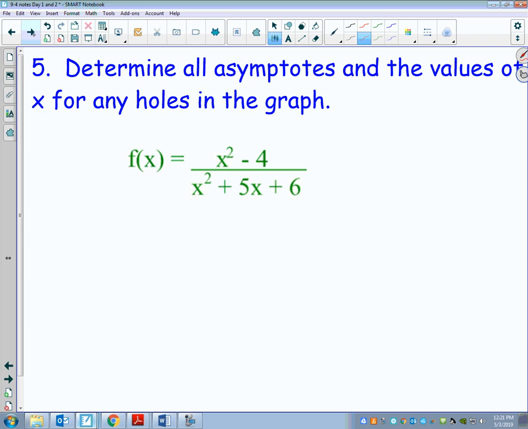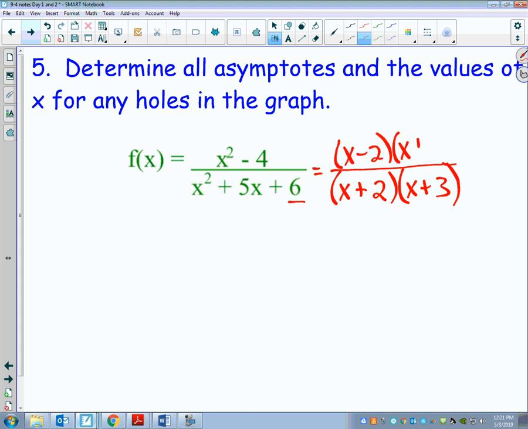So in order to know the difference of whether it's an asymptote or a hole, you have to be able to factor, okay? So the first thing I'm going to do is check to see if it's factorable on both the numerator and the denominator. So what multiplies to give me 6 that adds to give me 5? That would have to be 2 and 3. And on the top, that's the difference of two squares, so I can factor that into x minus 2 and x plus 2.